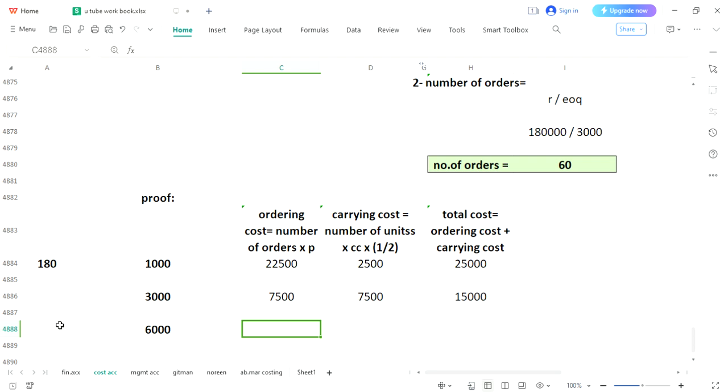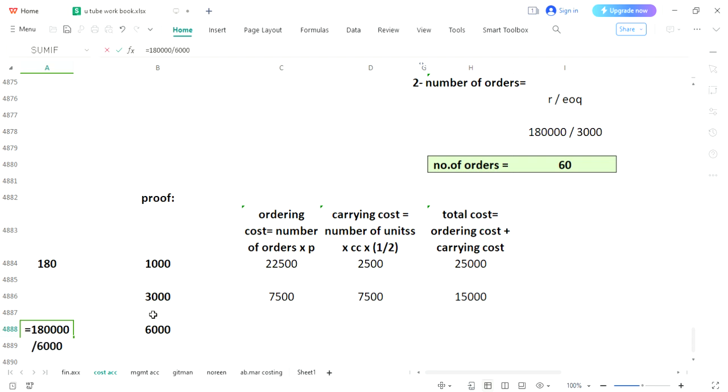So first you will calculate the number of orders over here for 6000. Number of orders: we have seen the annual requirement was 1,80,000, and you will divide it by the economic order quantity, and suppose the economic order quantity is 6000.